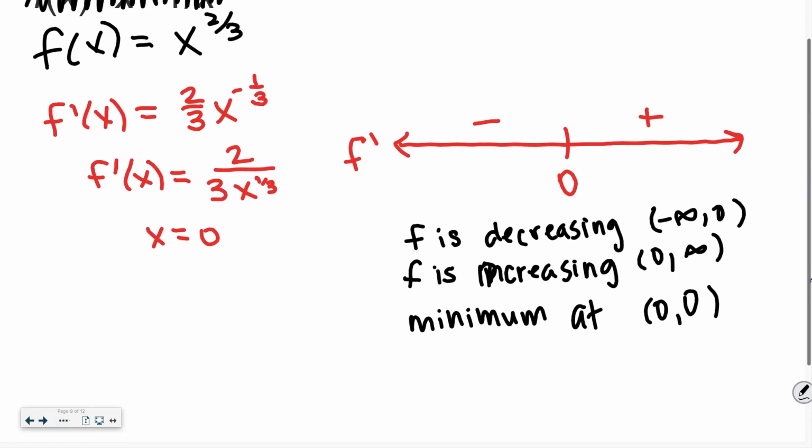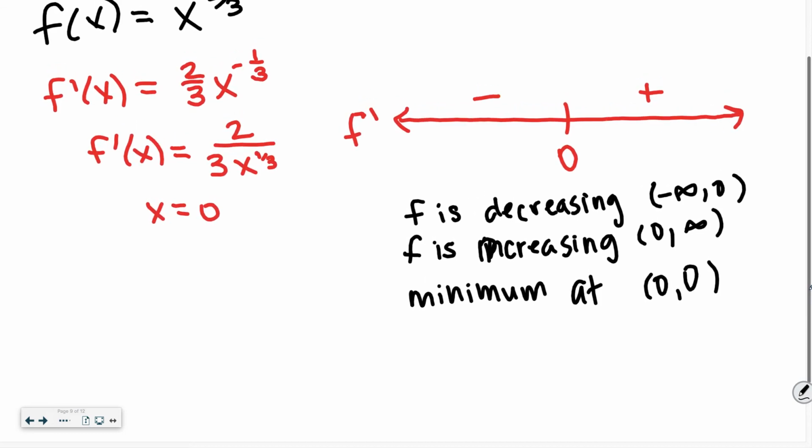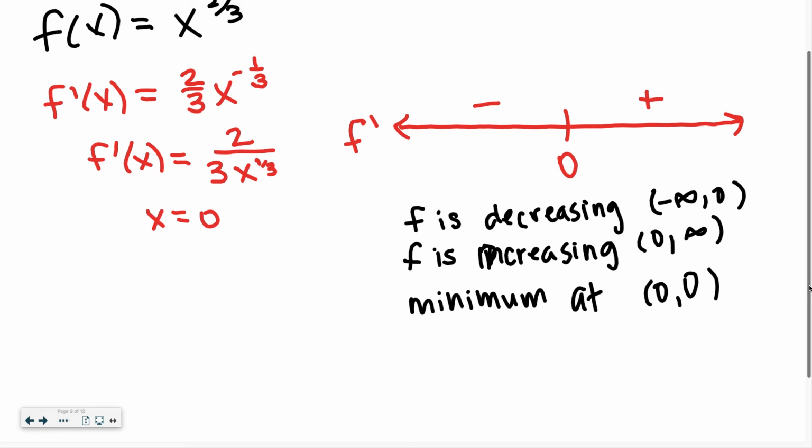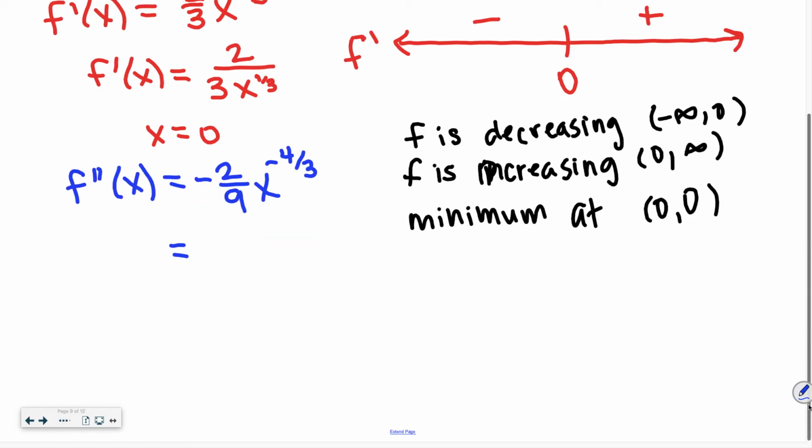Now, if I want to look at concavity, we know we need the second derivative. Here's the thing. Do you want to take the derivative from this point? No, you're going to rewrite it to this anyway. It's okay to go a little backwards in your work to take the second derivative. So our second derivative would be negative 2/9 x to the negative 4/3. Would you agree with that? Yes. Which is negative 2/9 over x to the 4/3.